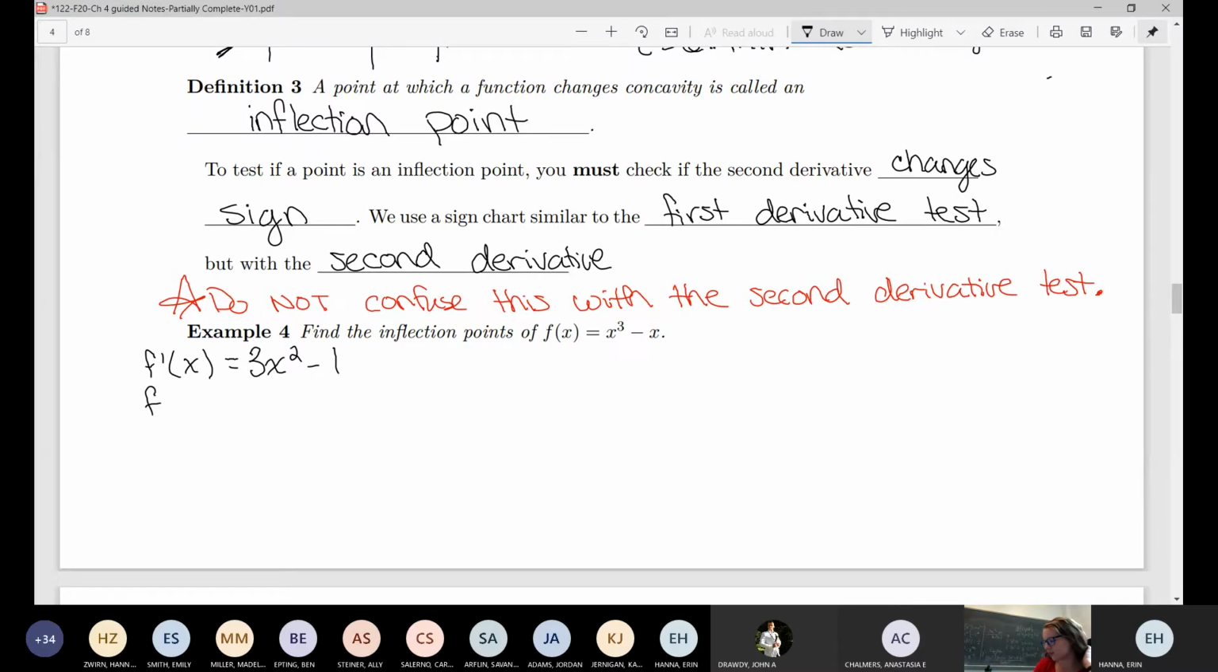And then we need to take the derivative. So it's the derivative of 3x squared. That'll be 6x. Derivative of 1 is 0. So our second derivative is just 6x.